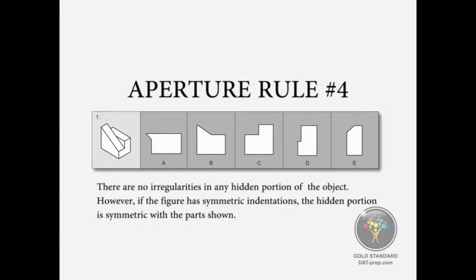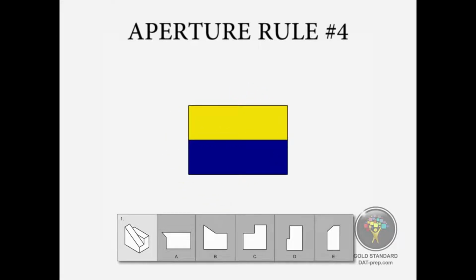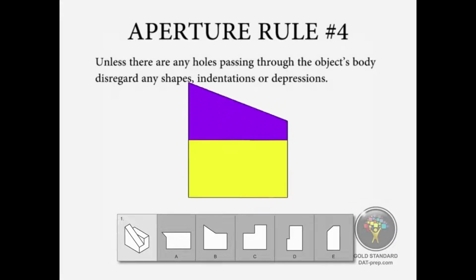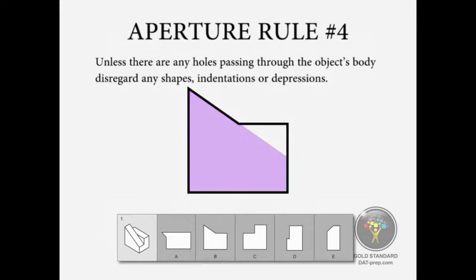However, if the figure has symmetric indentations, the hidden portion is symmetric with the part shown. Unless there are any holes passing through the object's body, disregard any shapes, indentations, or depressions.